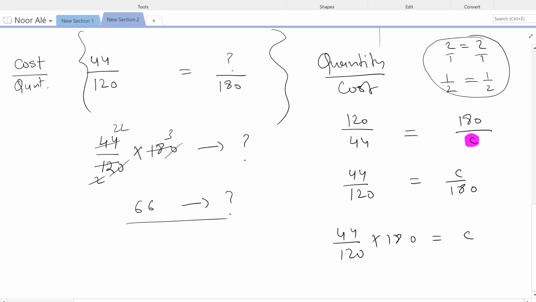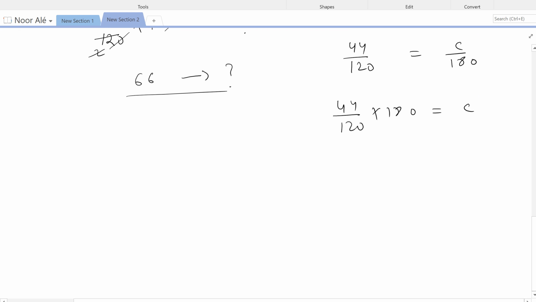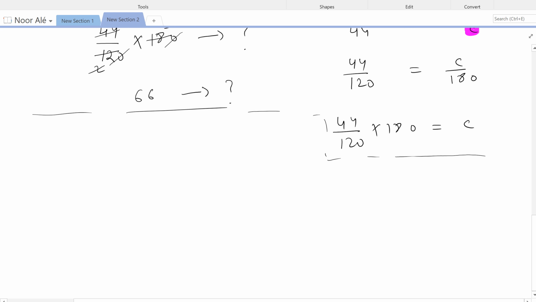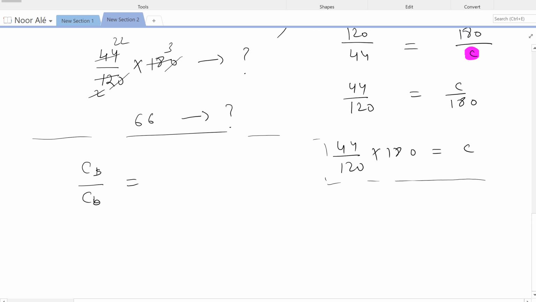Let me write it that way. Either way it's gonna work. So let me write cost 1, cost 2, or cost of small lot, cost of big lot. Now the cost of small lot equals to the quantity, and the quantity was 120, and the big lot was 180. So the cost of first lot is given, which is small, and that is $44. Cost of the big lot, we don't know what that is.